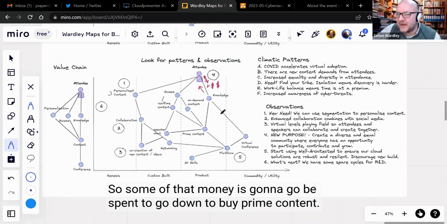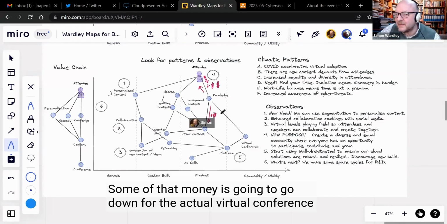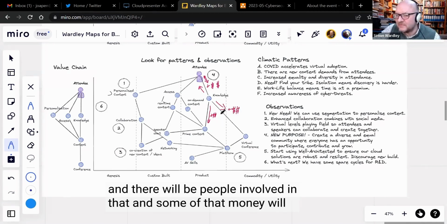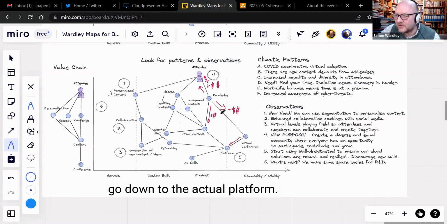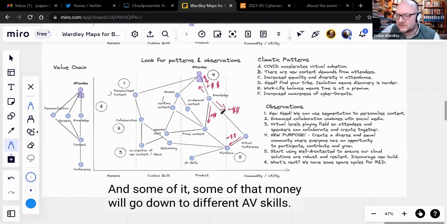Right. So some of that money is going to be spent to go down to buy prime content. Some of that money is going to go down for the actual virtual conference, and there will be people involved in that. And some of that money will go down to the actual platform. And some of that money will go down to different AV skills.